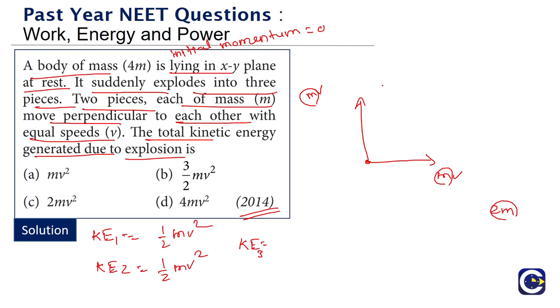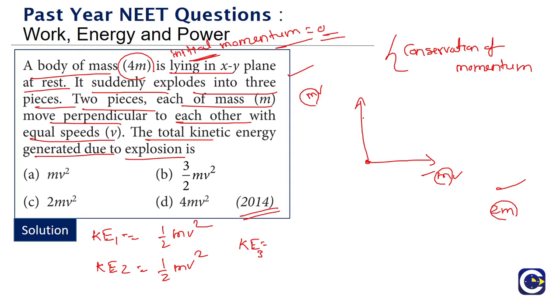For that, we will use the principle of conservation of momentum, because we know that both collision as well as explosion have to obey the conservation of momentum, because they are after all internal phenomena. When explosion is happening, this 4m is breaking down because of the internal phenomena. There is no external force. Means whatever is the initial momentum should be equal to final momentum. Means the final momentum of these 3 particles should add up to 0.